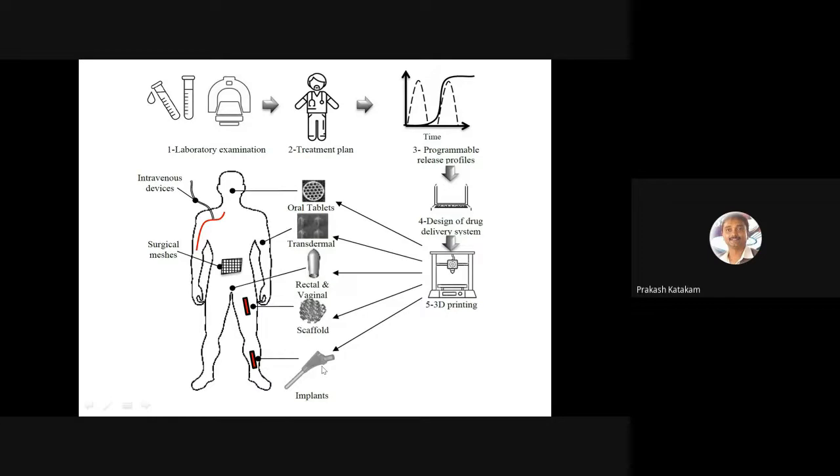Or you can print implants, or custom made implants for a particular patient based on his anatomical parameters. Or surgical meshes. You can print surgical meshes and place them on the wounds, and intravenous devices like stents. Stents, what we see in the market now are generic stents. Suppose I want a specific shape or a specific diameter, that can be printed. These are the advantages both for pharmaceutical as well as biomedical fields.